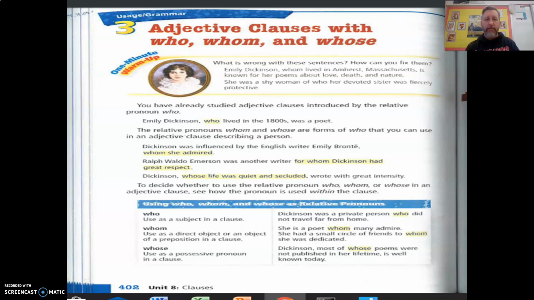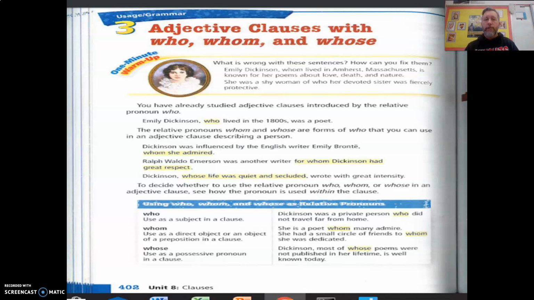More specifically, it's an adjective clause because it modifies the word right in front of it, Emily Dickinson. Okay, not just Dickinson, right? Because Emily Dickinson is her whole name. That's one proper noun. All right, and it says the relative pronouns whom and whose are forms of who that you can use in an adjective clause describing a person, all right? It almost sounds like a Dr. Seuss book, right? So Dickinson was influenced by the English writer Emily Bronte, whom she admired.